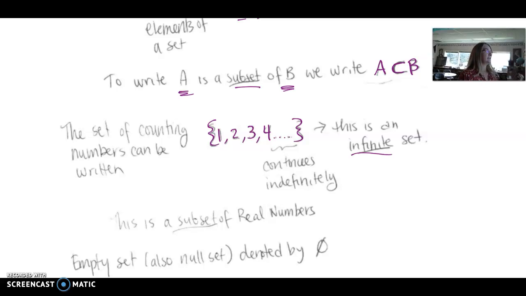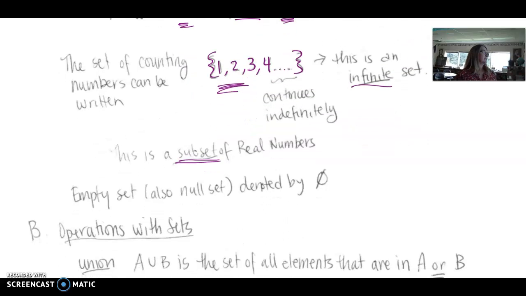And this set of numbers is a subset of all the real numbers. The real numbers contain a lot more than the counting numbers, because real numbers contain the fractions, negative numbers, and irrational numbers. These are called the counting numbers, and they don't include all of the real numbers. So it is a subset of the real numbers. The empty set, if there's nothing in a set, is also called a null set, and it's denoted by a 0 with a slash through it, and that means empty set.